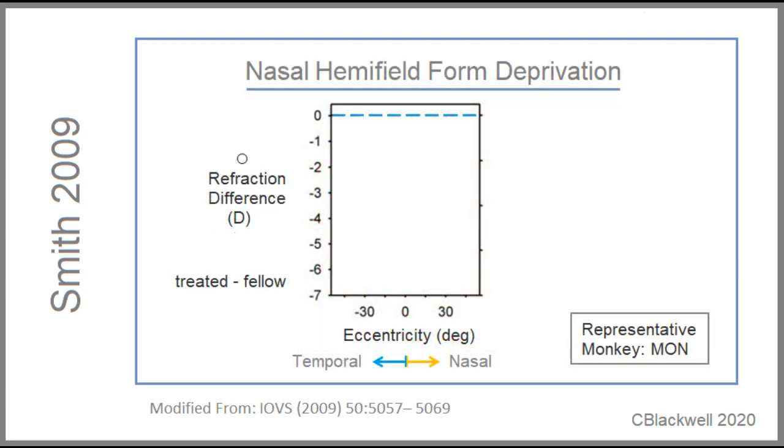On the result graph, the x-axis is the eccentricity. To the left of 0 is the temporal side, which had a clear image. To the right is the nasal side, which had the obscured image. The y-axis is refraction difference between the two eyes.